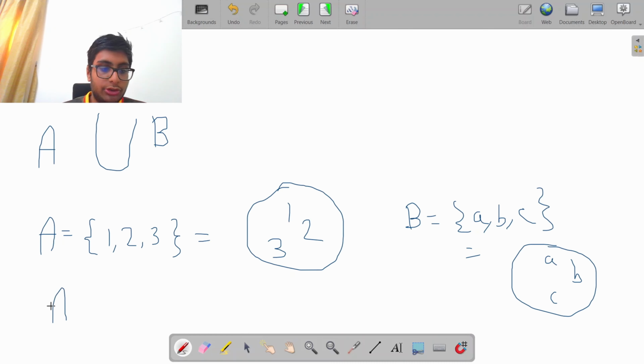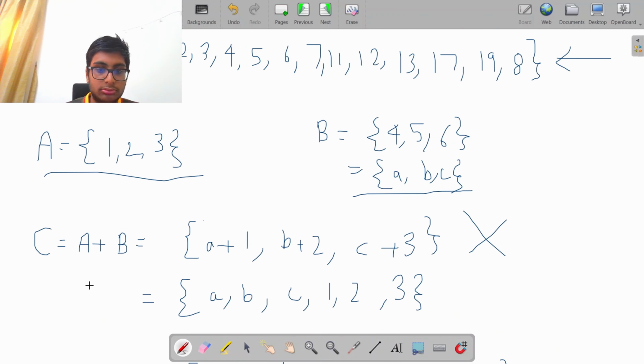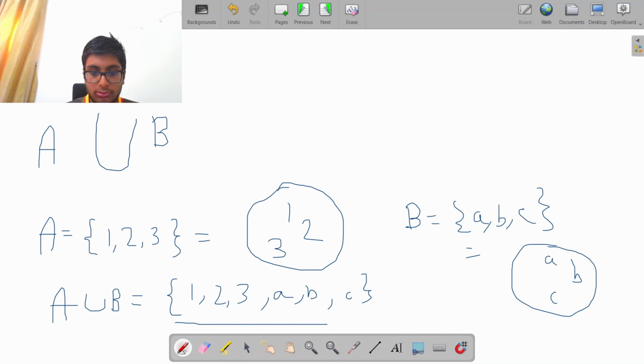Now, when I write A union B, I'll give you the answer right now. And you might get confused over here, but I'll show you another example on how it's actually different. So the answer would be 1, 2, 3, A, B, C. But wait, as I said earlier, this might confuse you because you're getting the same thing as you're getting for addition. Look, the same thing we got for addition. Then how is the union operator different from an addition sign? Let me give you another example to make that clarification.